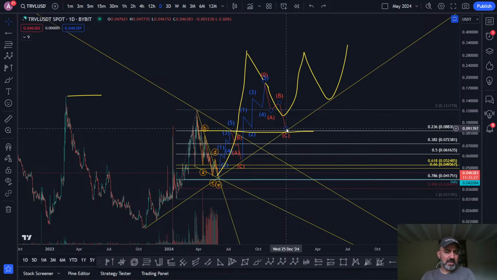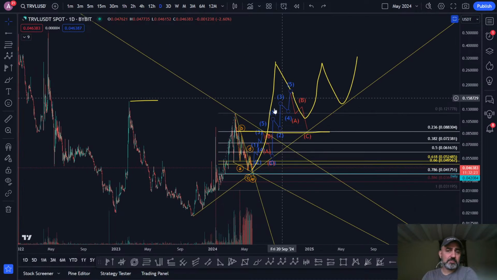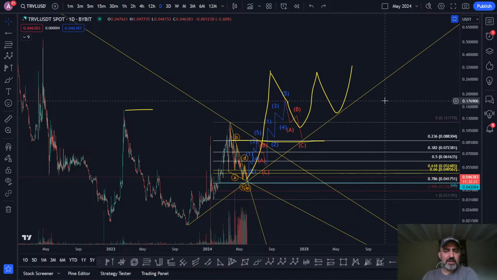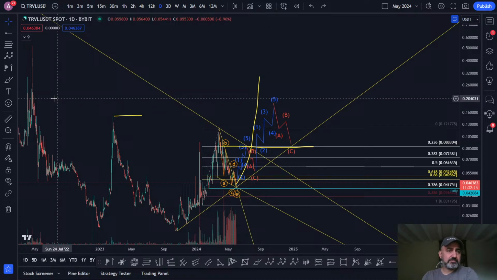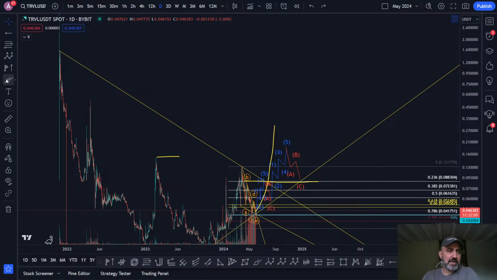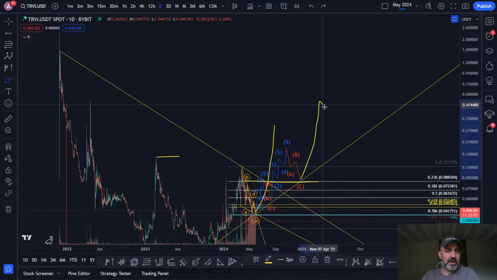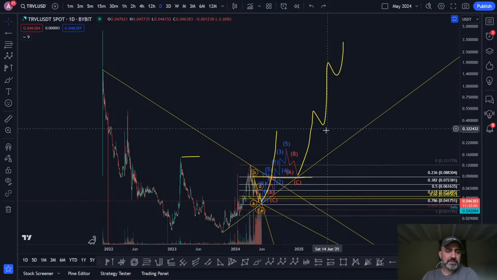That would be sometime in December. Okay. And if that was to happen, then I'll be looking for a really explosive move. So let me just get rid of that. A really final explosive move, really explosive, like beyond imagination. And that would take us, again, another 5 waves. And I'll be looking for that to take us to high numbers, okay?